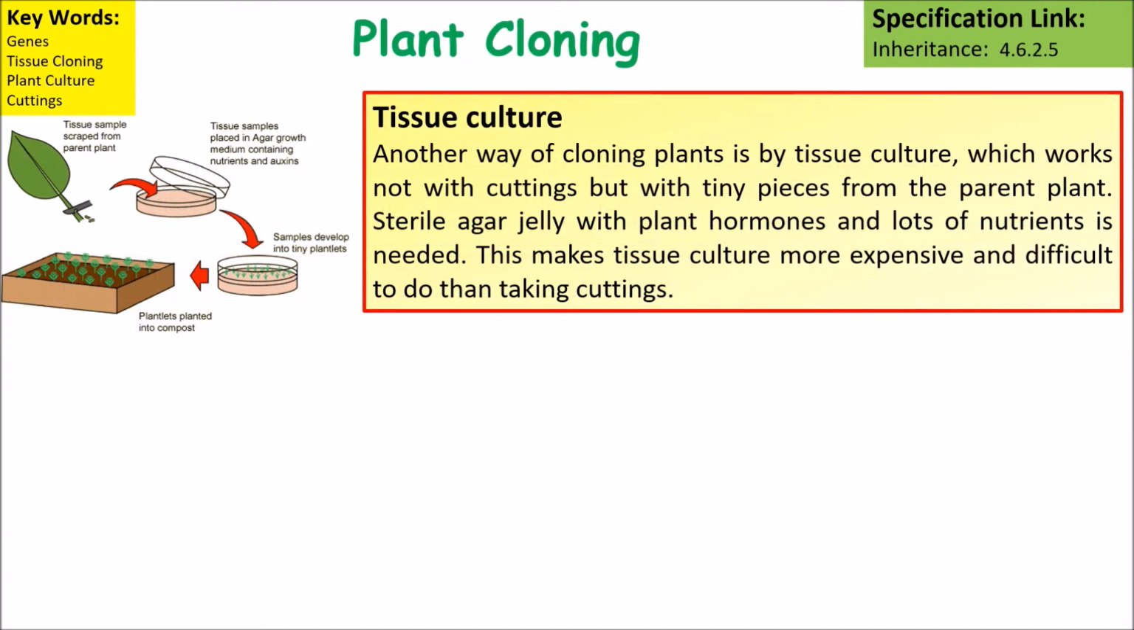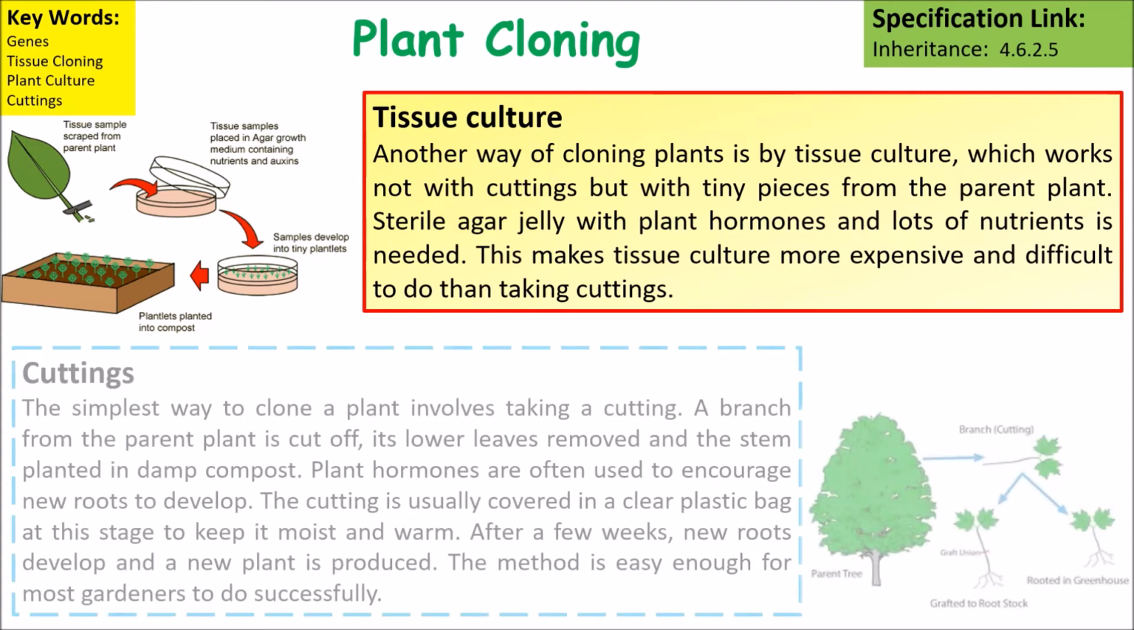If we're looking at cloning plants, we'll start off with tissue culture. One way of cloning plants is by tissue culture, which works not by having cuttings, but by having tiny pieces from the parent plant. Sterile agar jelly with plant hormones and lots of nutrients is needed. So this makes tissue culture more expensive and difficult than taking plant cuttings.